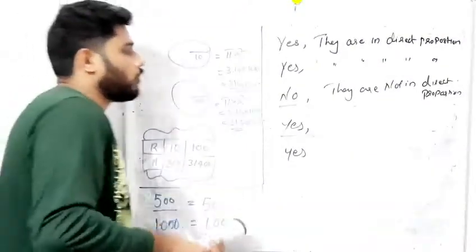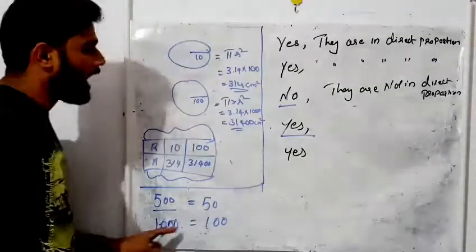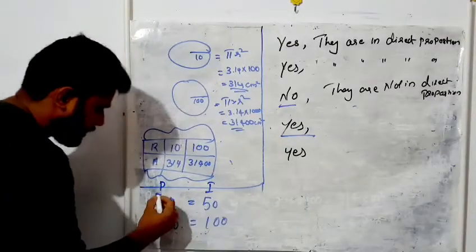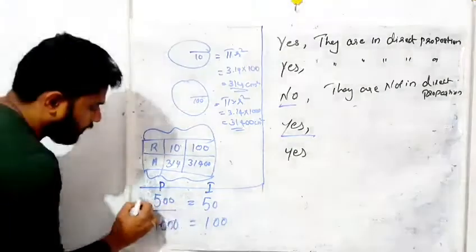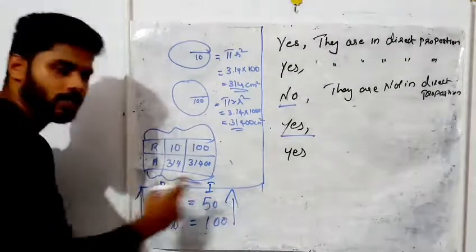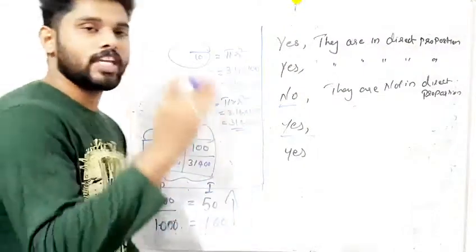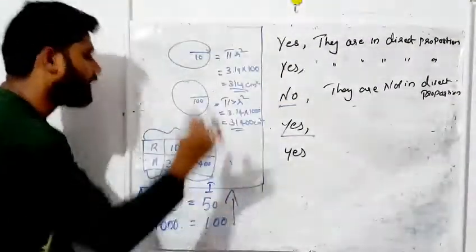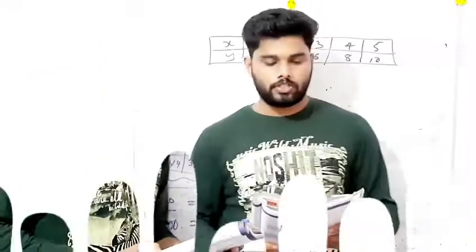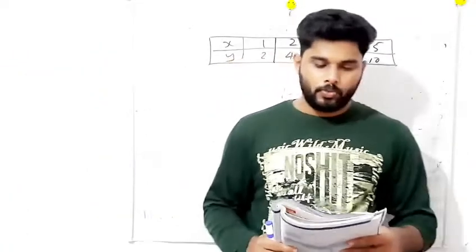So this is principal amount and this is interest. What happened? It is increased also. This one also increased. Both sides are increased. So it is also in direct proportion. Principal and interest are in direct proportion. Clear? Question number 2.